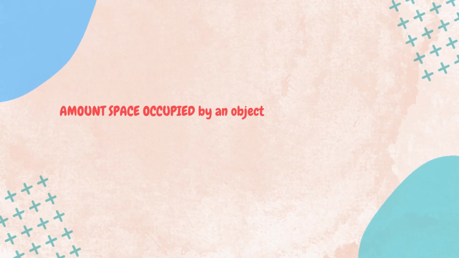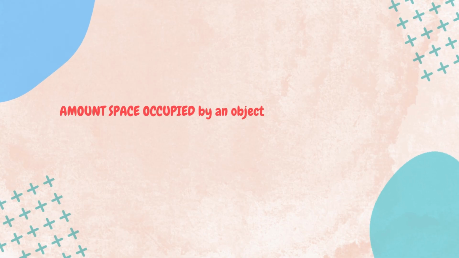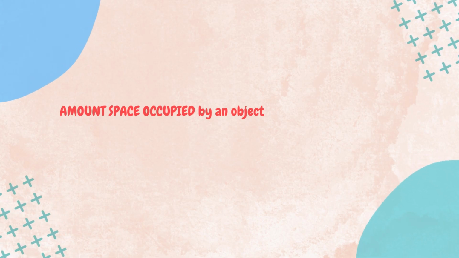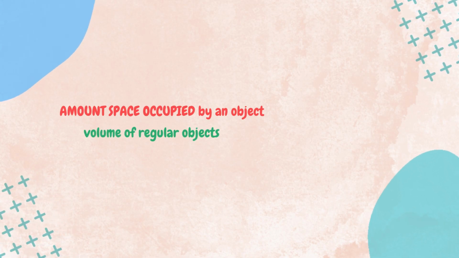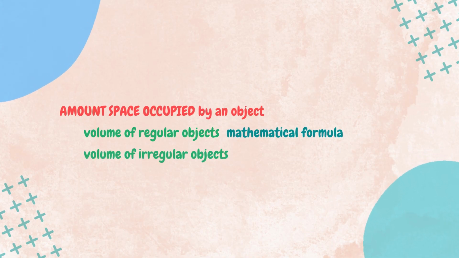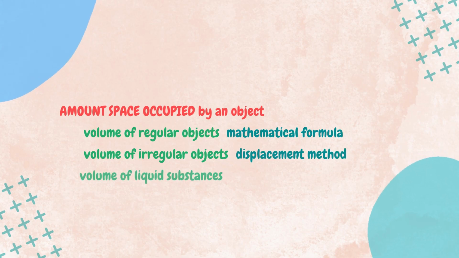To recap, volume is the amount of space occupied by an object. The volume of substances is measured based on the shape and nature of the substance. The volume of regular objects such as wooden blocks and metal rods is calculated using a mathematical formula. The volume of irregular objects such as stones is calculated using a displacement method. The volume of liquid substances is calculated by a cylinder.